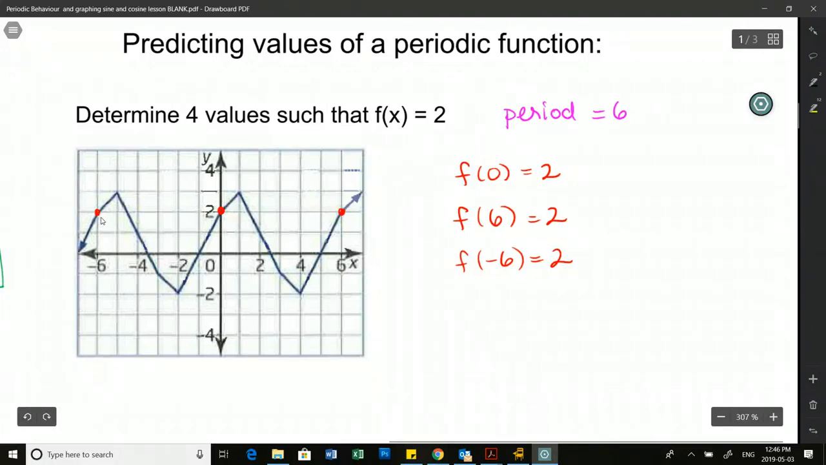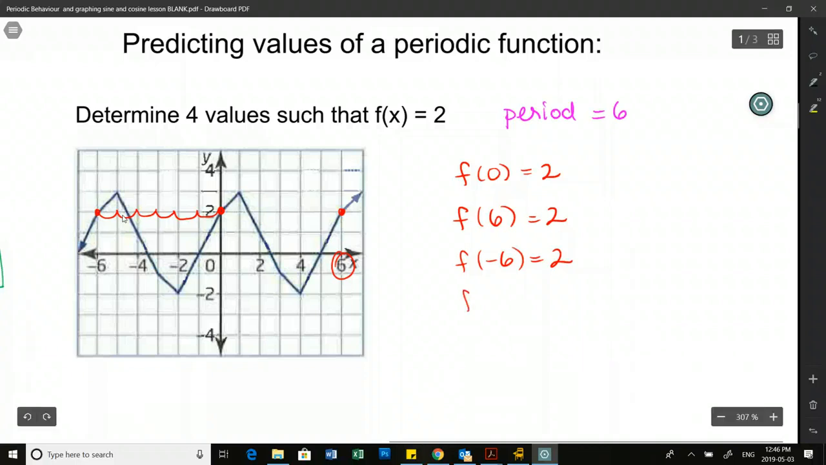Well, I know that every single 6 units, so if we count 1, 2, 3, 4, 5, 6, that's a period, right? So it means that that point is going to be repeated every 6 units. So if I imagine 6 units from this value right here, what would be the next time that I hit a y value of 2?